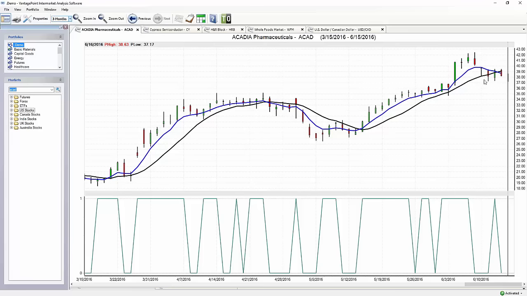Now, these are all daily bars and candles, and you're going to notice that there's a black line on the screen and a blue line.